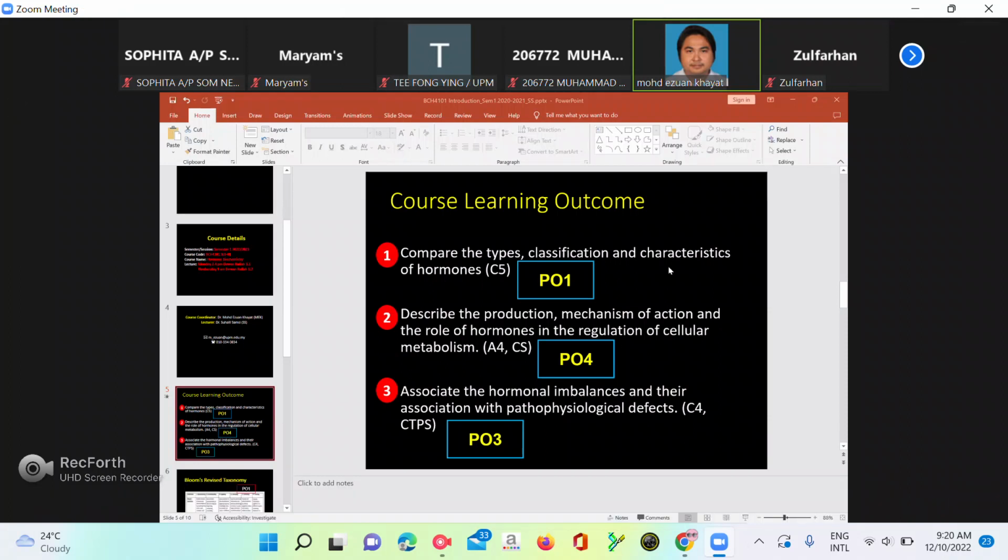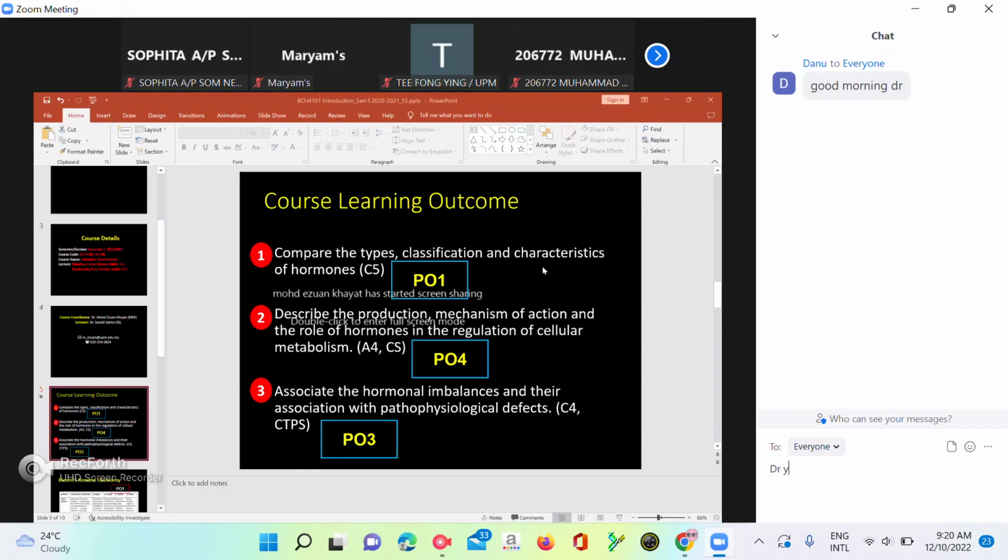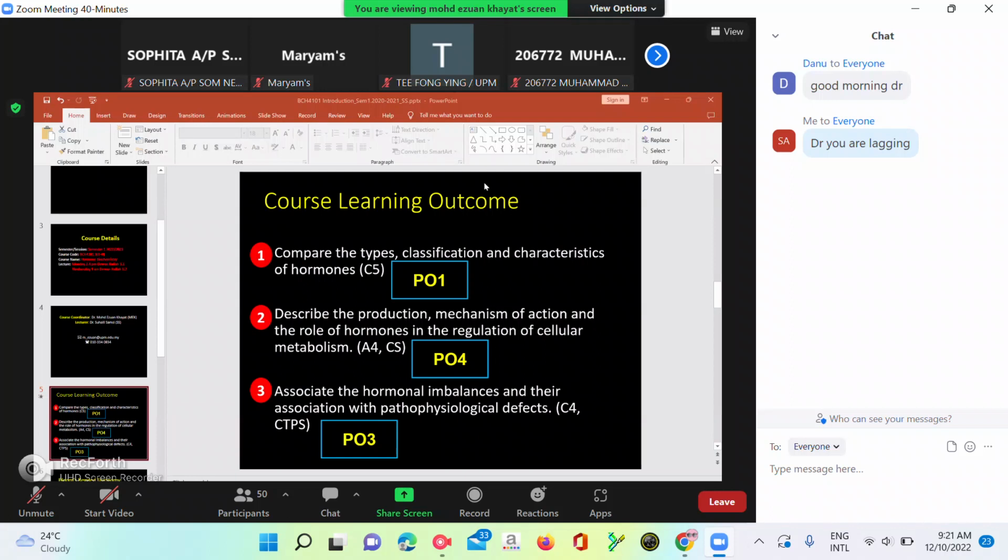Okay, so for this second outcome, we have A4 and CS. A4 is actually not communication skill, it's about teamwork. Both of these will be assessed during the SCL.